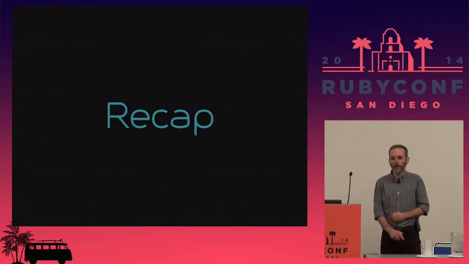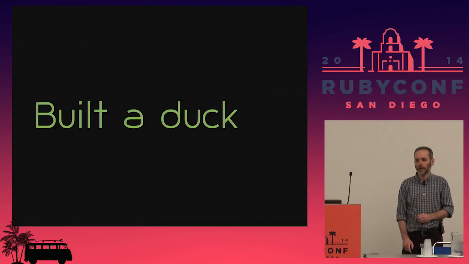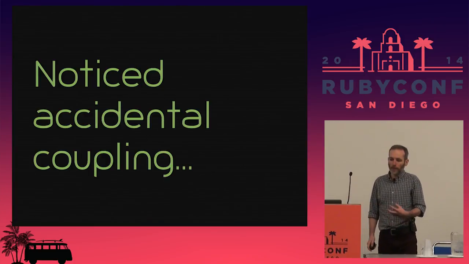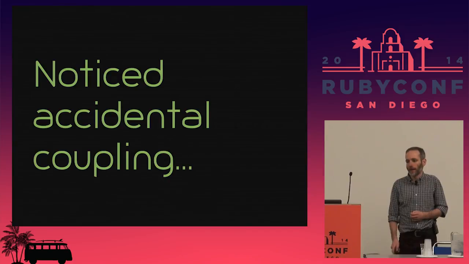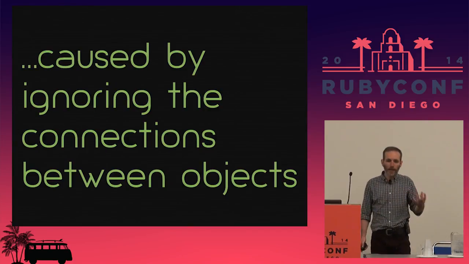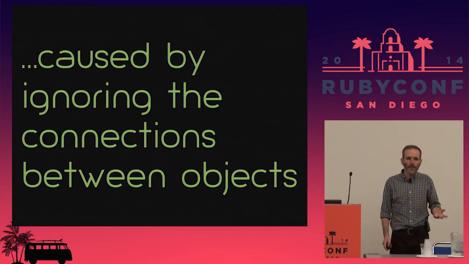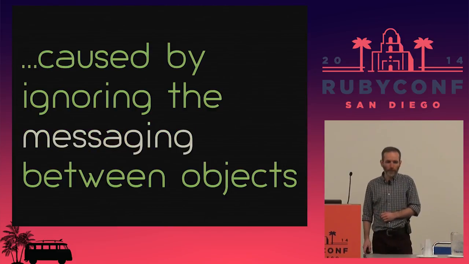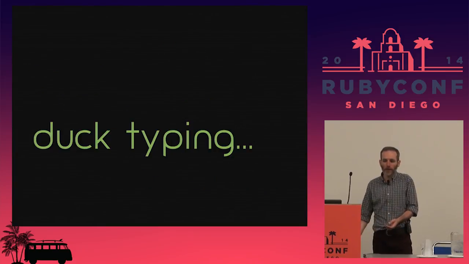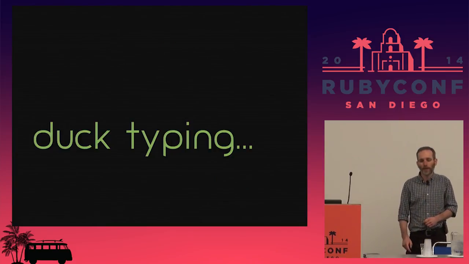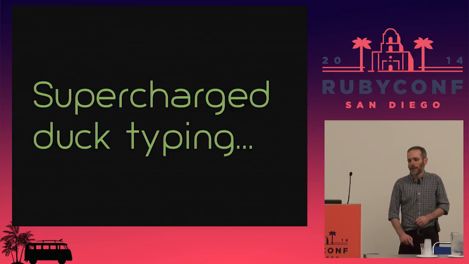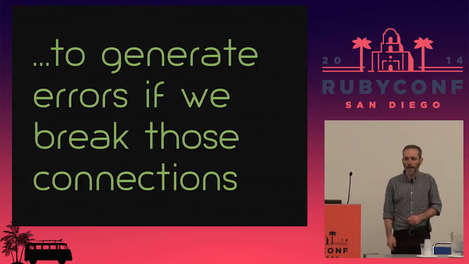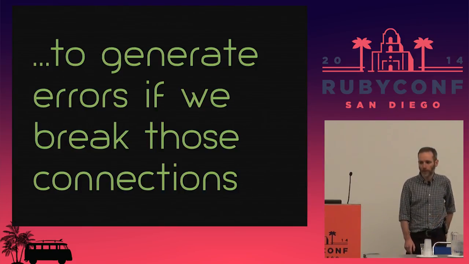OK, so let's recap. What have we done today? Well, first of all, we built a duck, and we did it pretty badly. But this is quite interesting, because as we built it, we noticed some accidental coupling creeping in. And I said that this is caused by ignoring the connections between objects. Another way of saying that is it's caused by ignoring the messaging between objects. So that's not where we want to be. So I took Ruby's standard duck typing and I supercharged it so that we can focus on the connections between objects. And then we get this to generate errors when we break those connections.